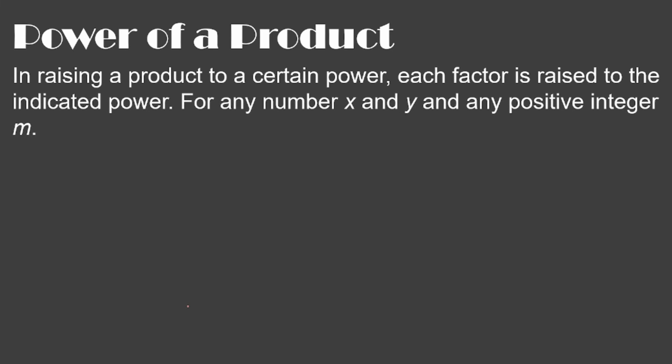Okay, let's have another law of exponent. This time, it's the power of a product. In raising a product to a certain power, each factor is raised to the indicated power. And this is for any numbers x and y and any positive integer m. So in notation, we have here x times y, quantity raised to m. That will simply be x raised to m times y raised to m. If you notice, we simply raise the elements in the parentheses by its exponent.